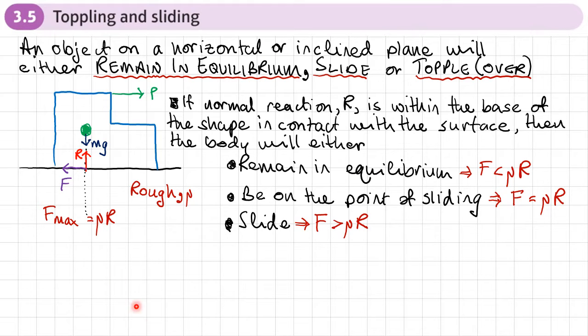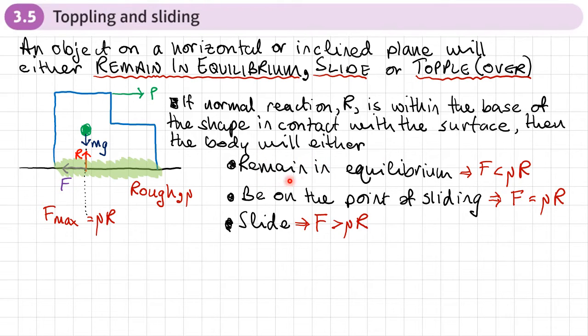Now this object will do one of three things depending on the size of P, the size of mu, and the size of R linked to its weight. So if the normal reaction R, first of all, is within the base of the shape, now what I mean by that is the normal reaction is here. We're going to look at what happens when that normal reaction is outside of it or is right on the edges of the shape. But here, the normal reaction is directly underneath the weight. It's inside the bounds of the base of the shape in contact with the surface. Then the object will do one of three things.